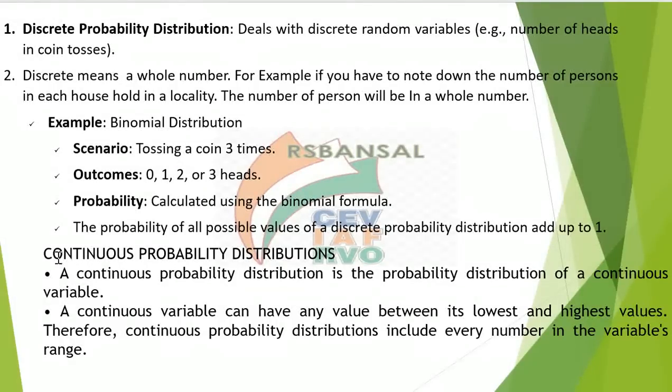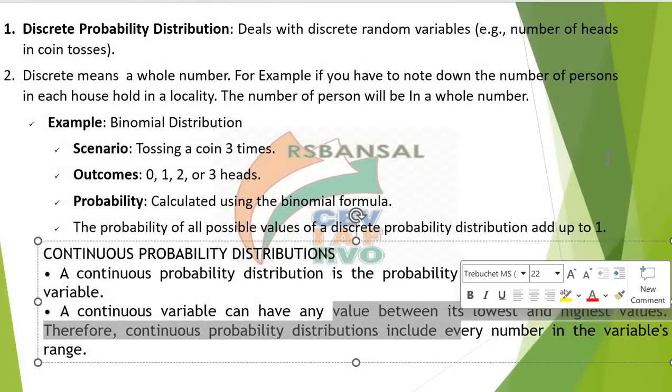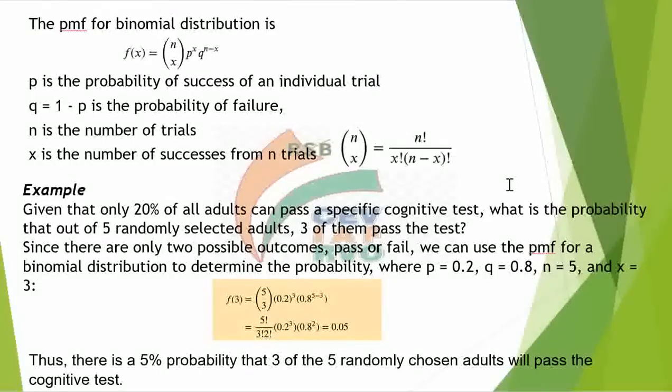Another type is the continuous probability distribution. A continuous probability distribution is a probability distribution of a continuous variable. A continuous variable can have any value between its lowest and highest value. So basically, what is continuous probability? We will take an example.